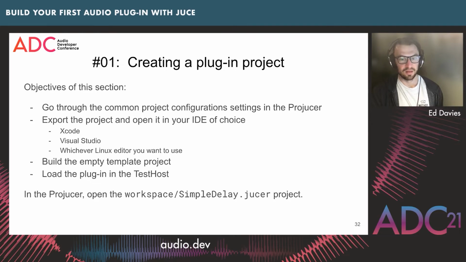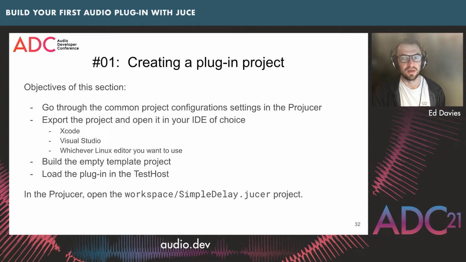And so the objectives for this first step here, we'll be talking about some of the common project settings in the producer and what they do. We'll actually export the project and then open it in an IDE. And we will build the kind of empty auto-generated template project that we get given, load this up in the test host, and have a quick play.